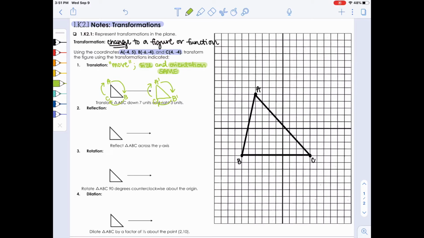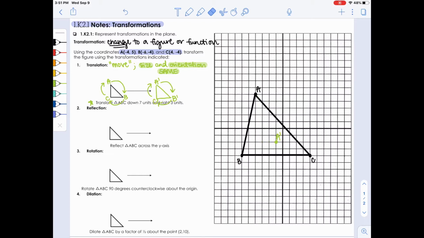Okay, now we're actually going to perform a translation. Our instructions are here. Translate triangle ABC down 7 units and right 3 units. That's pretty straightforward. We just need to take it one at a time. So we're going to look at each of our vertices, A, B, and C, and move each one down 7 and to the right 3. So let's do that together. Let's count down 7 from A. Okay, and we still got to go right 3, so I erased my dot there. There's where it lands. What's that coordinate point? Correct. It's at -1, -2, and we're going to give it a label of A prime.